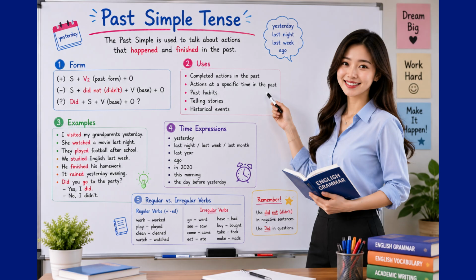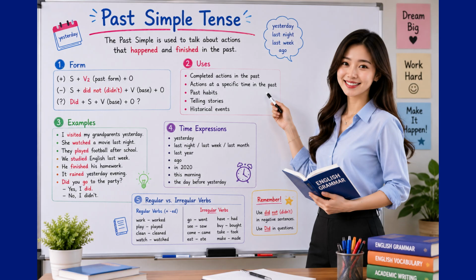For irregular verbs: I went to the market yesterday. She ate breakfast at 7 a.m. They saw a beautiful sunset. We had a meeting last Monday. He bought a new laptop. It emphasized that learners must memorize irregular verbs because they do not follow the normal ed rule.